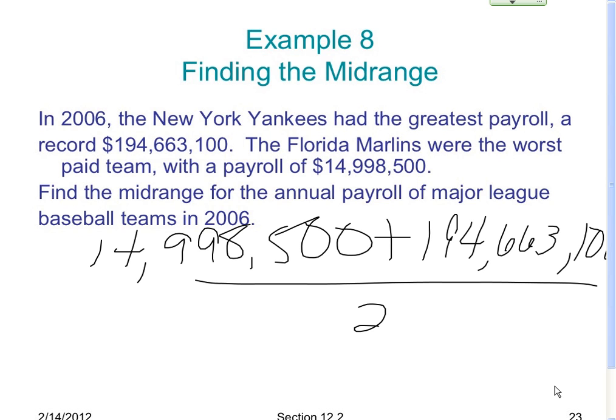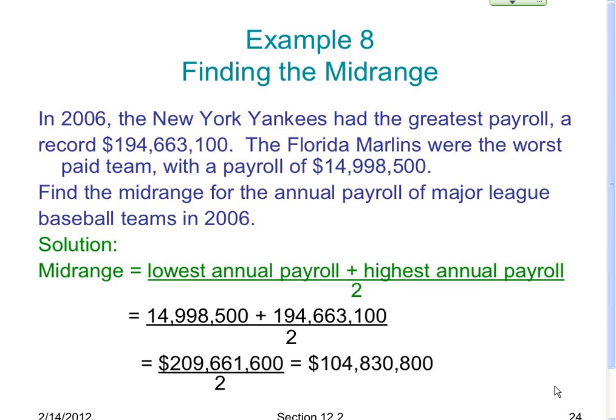Divide by 2. And again, rather than taking the time to actually add those in my head or using a calculator, I know that this is already in the spreadsheet. So when you add those two numbers, you get 209 million. Divide by 2. Mid-range is 104,830,800.